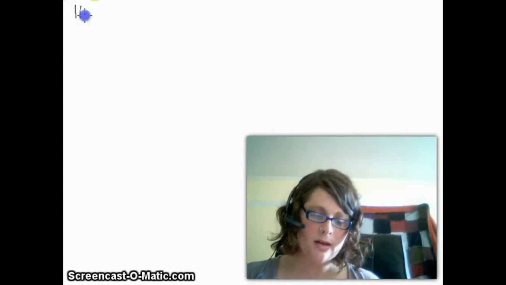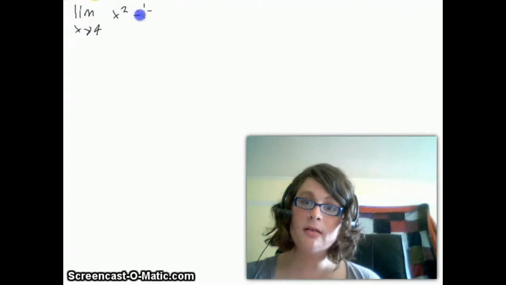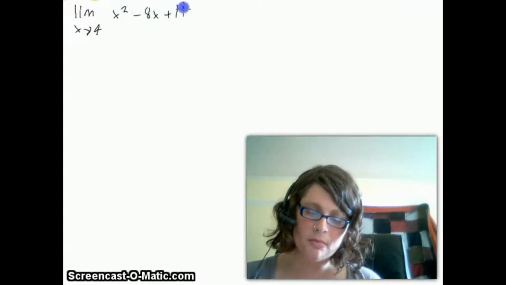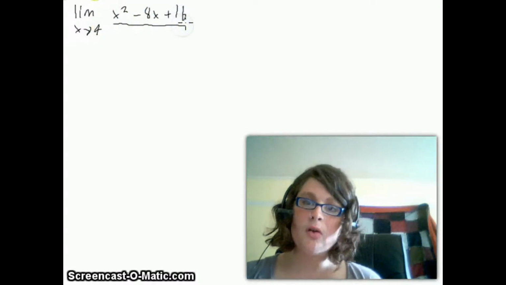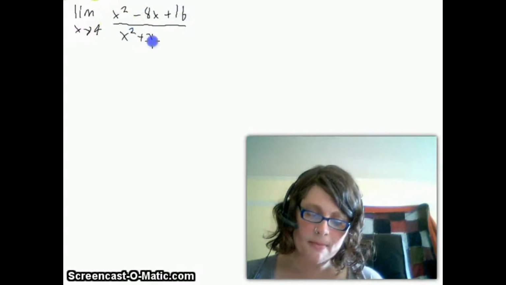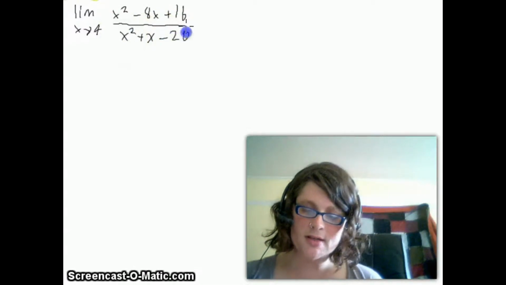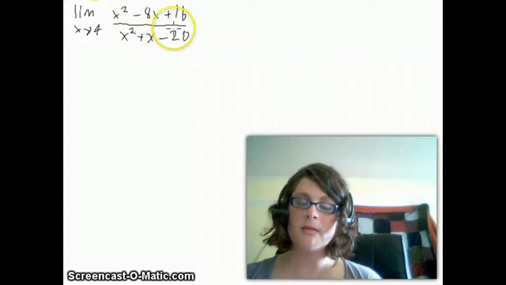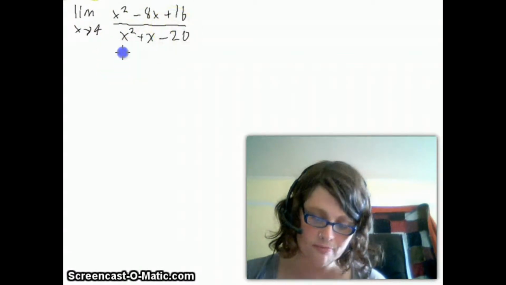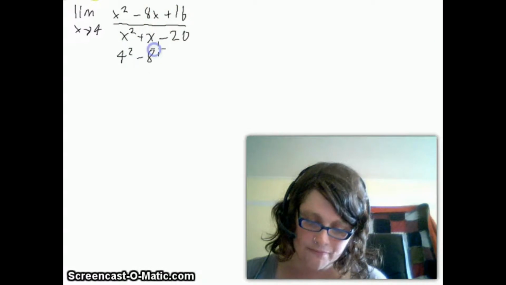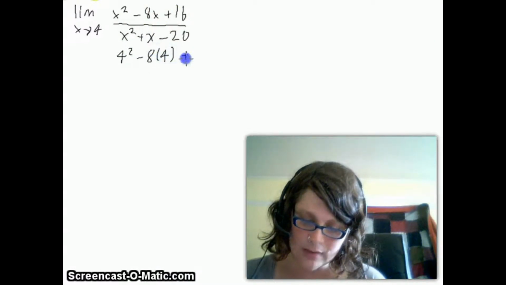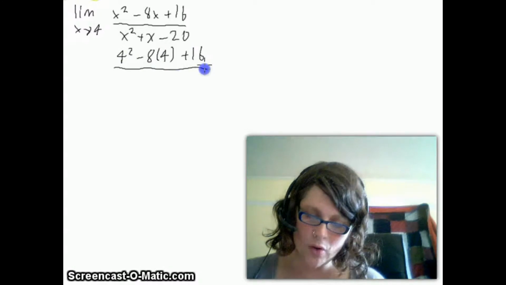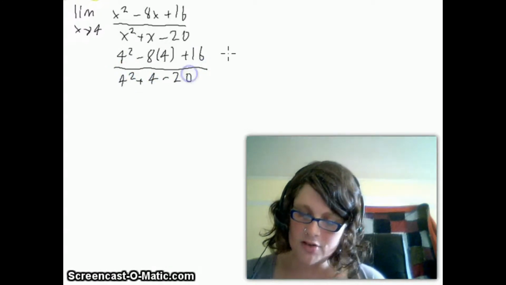For example, if we have the limit as x goes to 4 of x squared minus 8x plus 16 over x squared plus x minus 20, what we're going to do is take this 4 here and plug it into that formula, basically replacing all the x's with 4's. So we get 4 squared minus 8 times 4 plus 16 over 4 squared plus 4 minus 20.